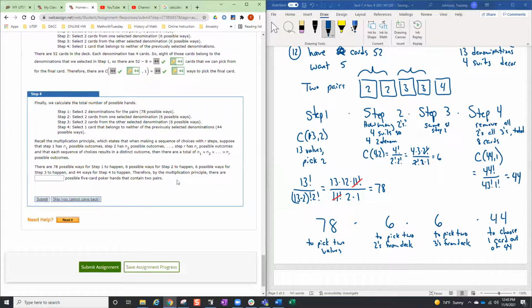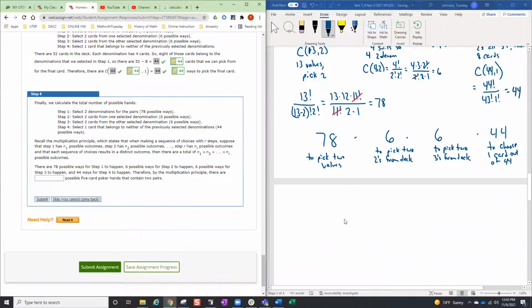Finally, we calculate the total number of possible hands. Keep in mind, these are steps. And that's the multiplication principle, right? Steps. That's why we're multiplying these all together. There are 78 possible ways for step 1 to happen, 6 for step 2, 6 for step 3, and 44 for step 4.